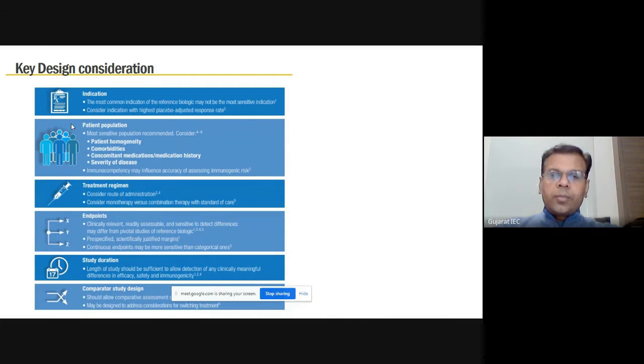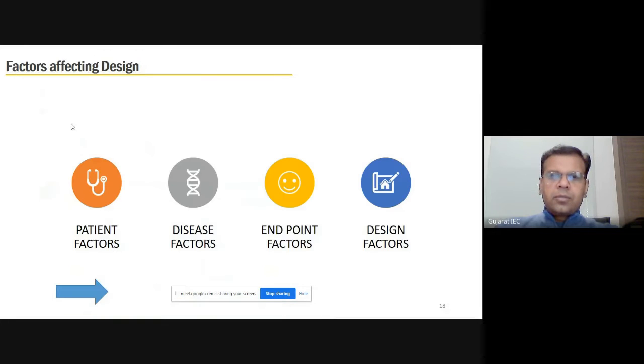The study duration also plays a vital role in the design, because a study can be as short as 4 weeks, 6 weeks, or as long as 24 weeks. We need to factor in the effect of administration of these drugs over a period of time, whether you get the effect within 4 weeks, 6 weeks, or it takes more than 20, 24 weeks to get an idea about the effect of the drug. And there are comparative designs also.